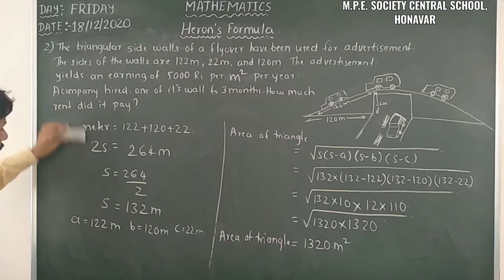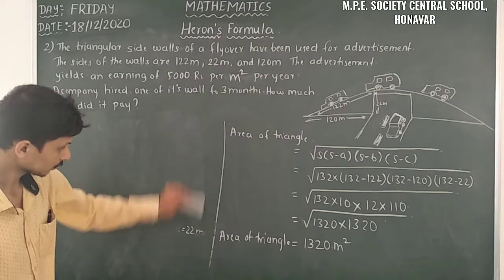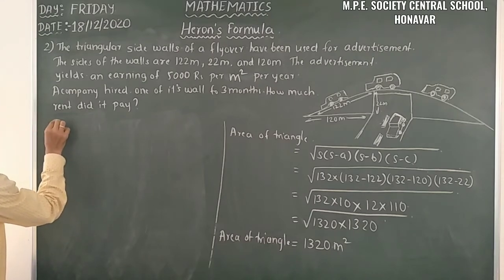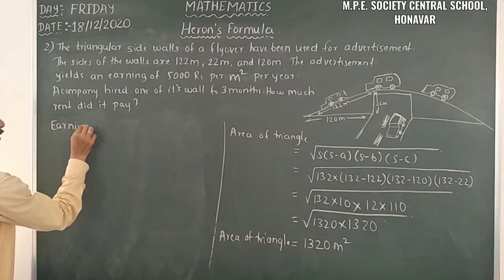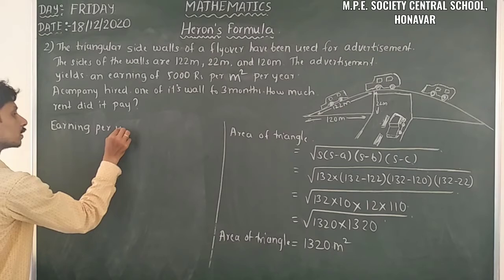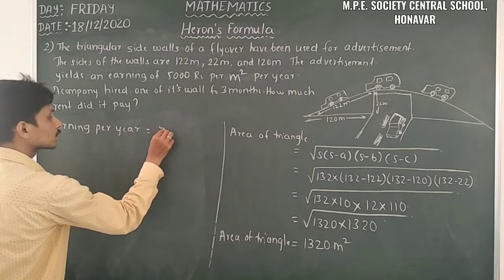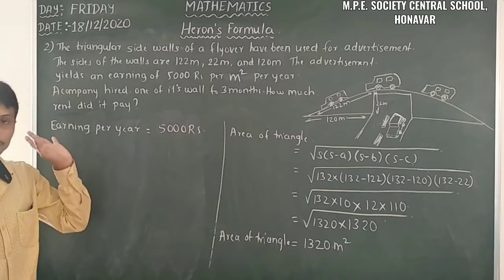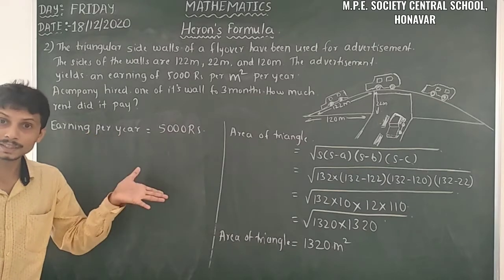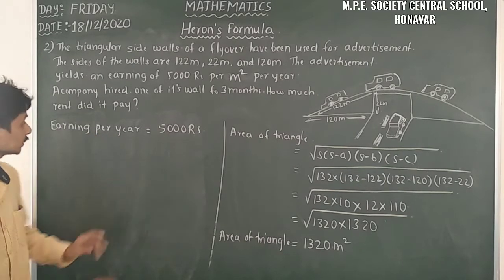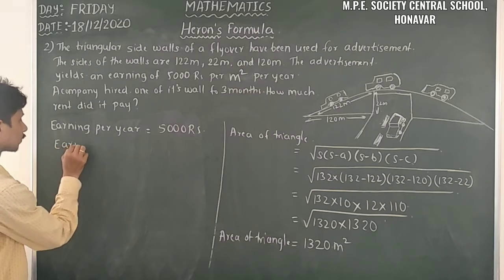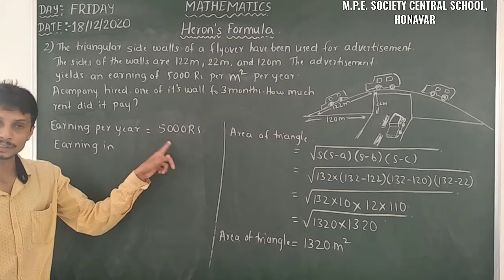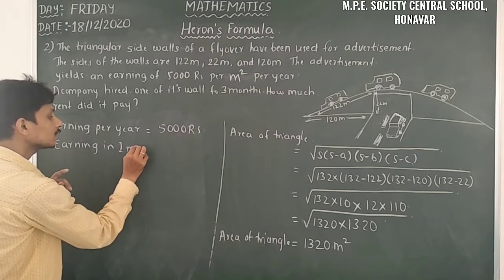So for that, what do I have to do? Here just observe. So per year, earning per year, it is 5,000 rupees. In a year, how many months are there? 12 months are there. So that means earning in 12 months is 5,000 rupees. Then 1 month, what about 1 month?